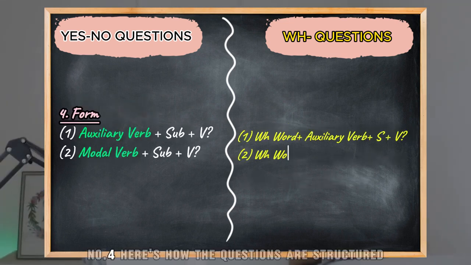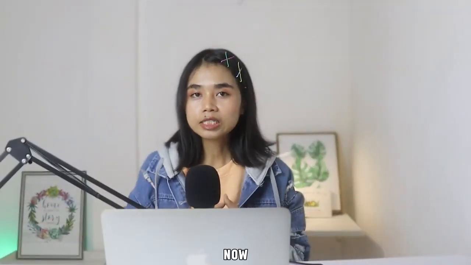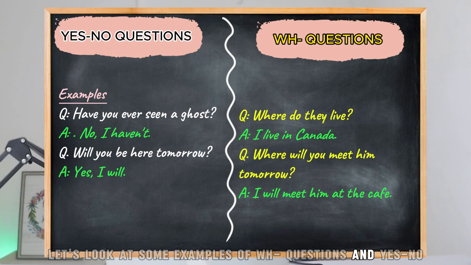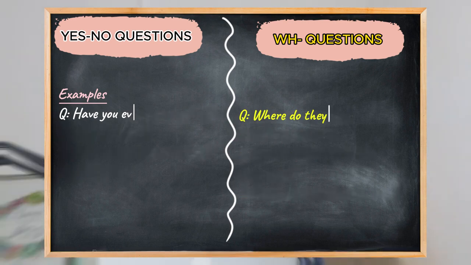Number 4. Here's how the questions are structured. Now let's look at some examples of WA questions and yes/no questions.